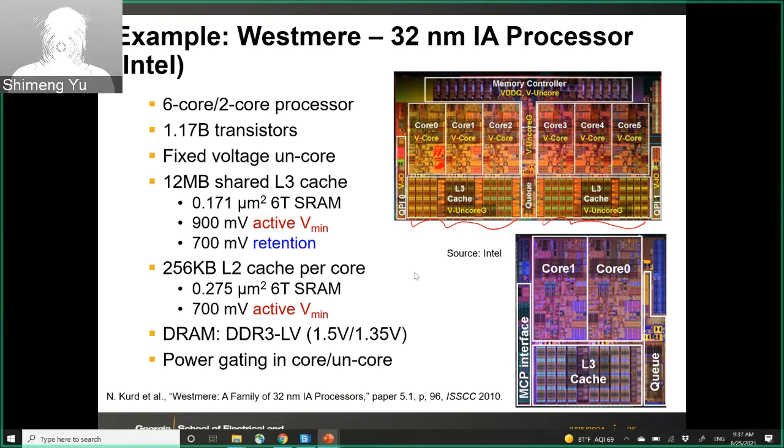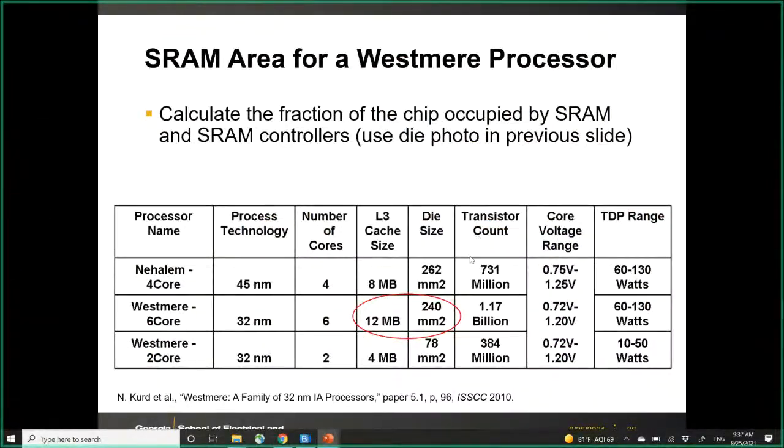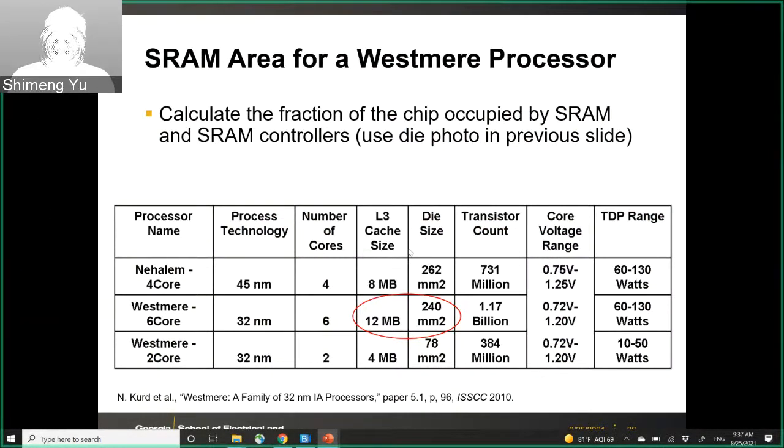So here, this is basically the information about this processor. And here are more details about the total die size and the L3 cache size, and then the other specs of this processor. So this is what we see in the previous slide.